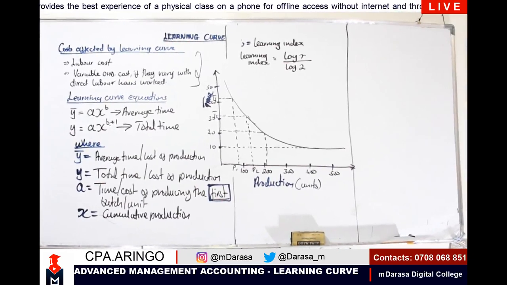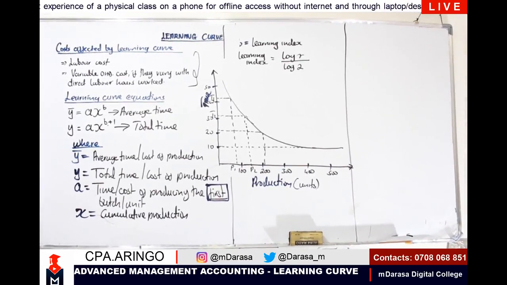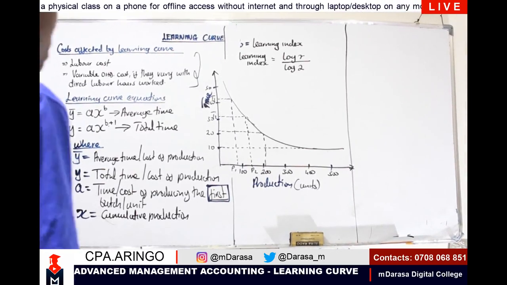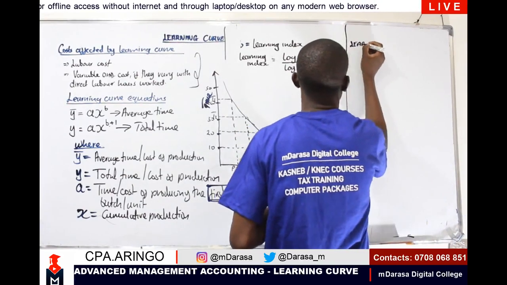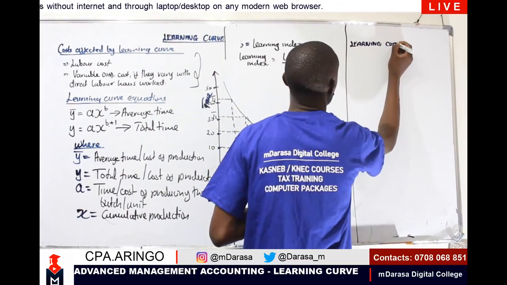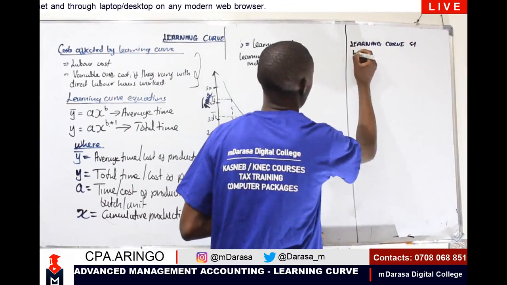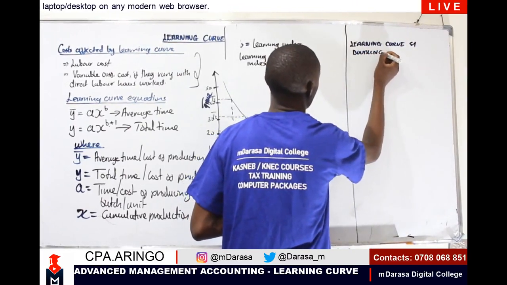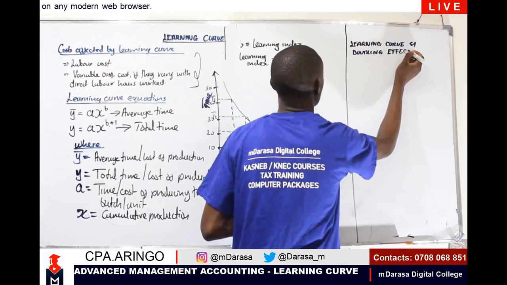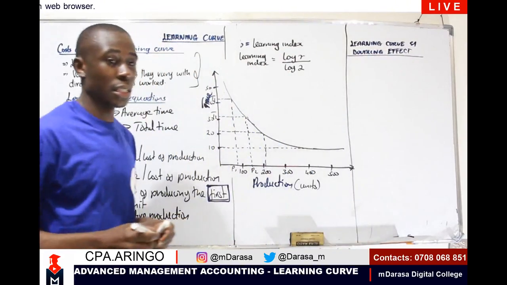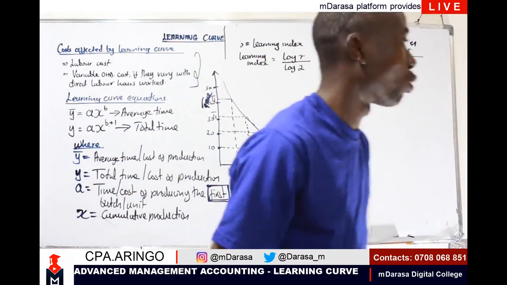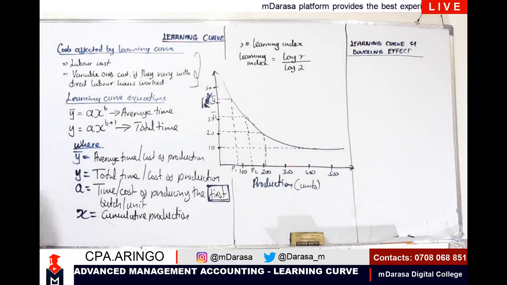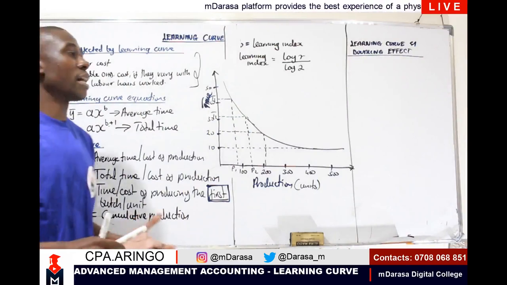I want us to look at this concept where we are terming it as the learning curve and the doubling effect. Probably a person will ask, Mwalimu, why are you using the doubling effect? What do we mean at this point? At any given point, I'll be looking at this concept of a learning curve and the doubling effect. What must always click at the back of our mind?